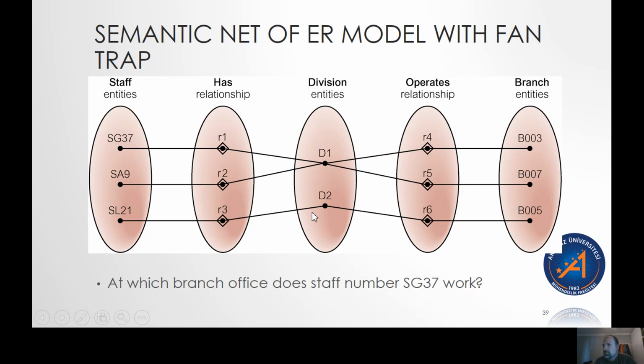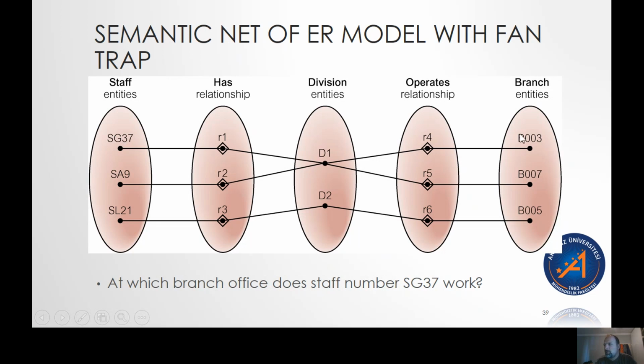So if we look at the semantic net for this, where the division has the many relationship with staff, and the division has the many relationship with branch, right? Well, the problem is now, if we want to know SG37, what branch does that person work at? Well, we don't know. It could be either one of these two, can't it? Or if we think of this in the university example that I gave, a department has teachers, a department offers courses. Let's say Joseph is over here and CSE 204 is over here. Well, which course does Joseph teach?